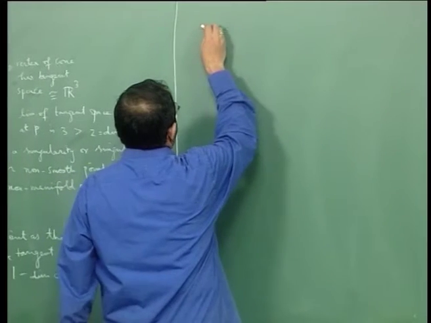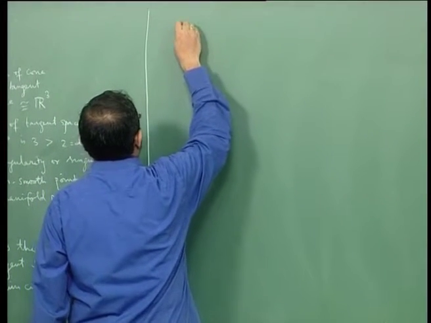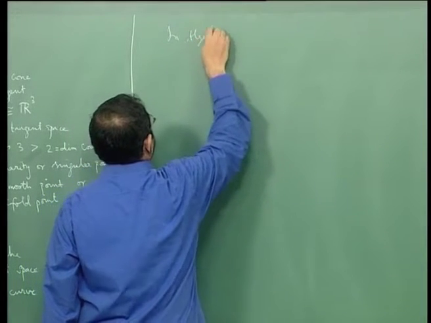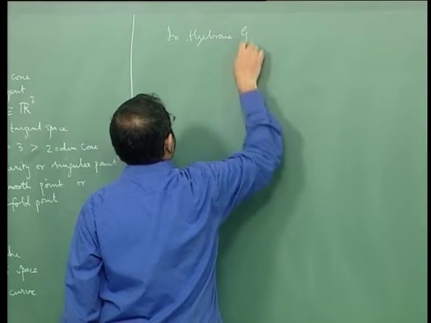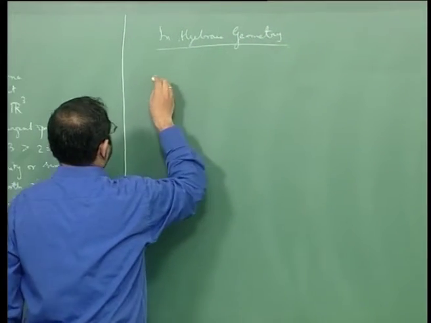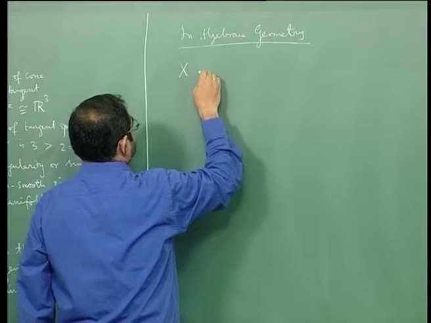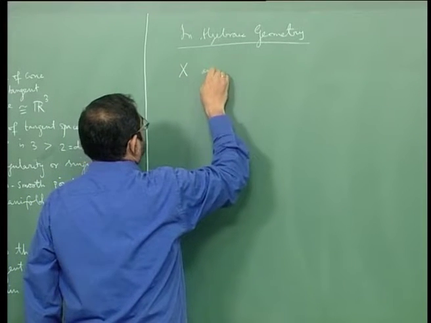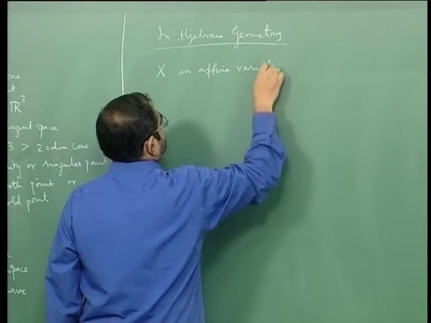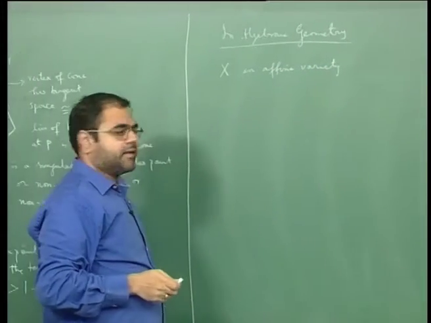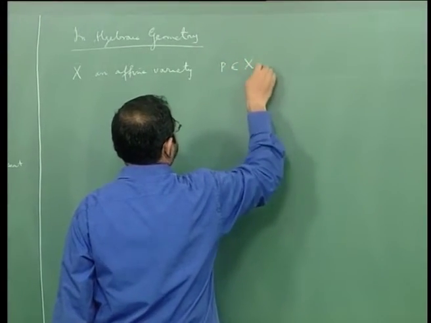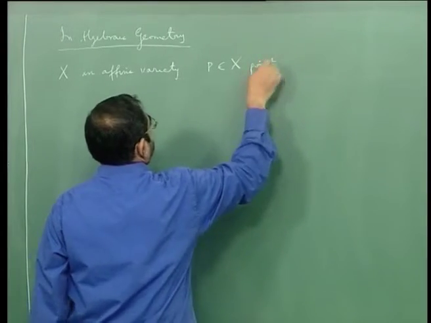So in algebraic geometry, how do we do it? What you do is you take X to be an affine variety. Let X be an affine variety, P a point of X.